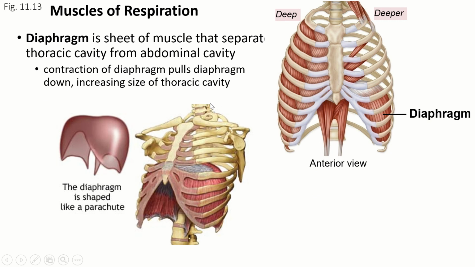All right, so the first and most important is the diaphragm. And you already know the diaphragm, it's the muscle that separates the abdominal cavity from the thoracic cavity. When it's relaxed, it's an umbrella shape, kind of like this, okay?